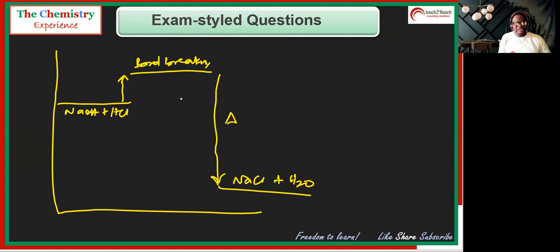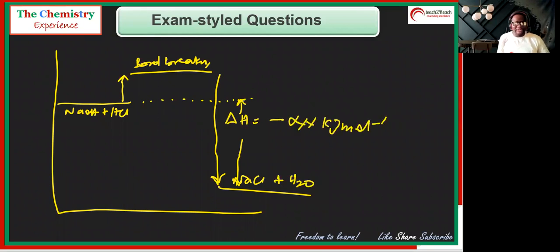So the change in energy, delta H, is this change from here to here. Delta H is equal to minus XXX kilojoule per mole. That's the enthalpy diagram. You got that, right?